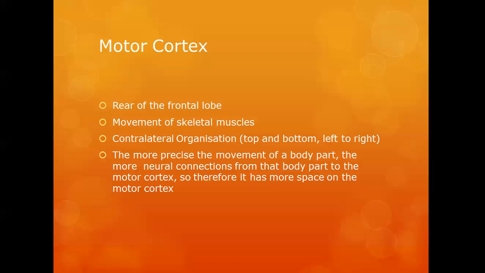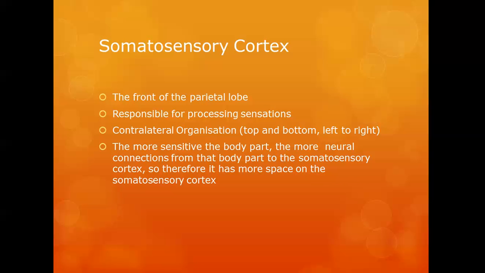Okay, the somatosensory cortex is found at the front of the parietal lobe. Again, we have a left and right somatosensory cortex. Remember, some books might call it primary somatosensory cortex. Basically means the same thing. And this is responsible for processing sensations. So it receives sensory information from afferent neurons. So information is coming into the somatosensory cortex.